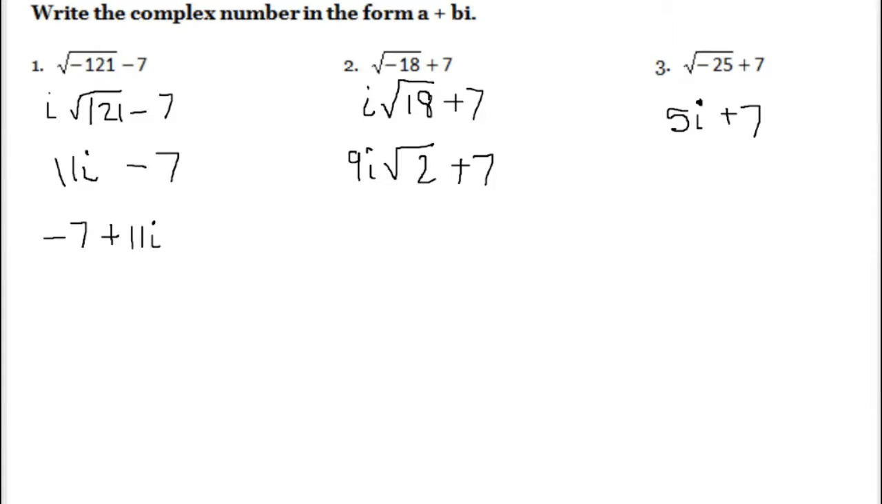Why didn't you keep the same one? Because the i comes outside the square root. That's the property. So the minute you get rid of the negative, it became an i on the outside.